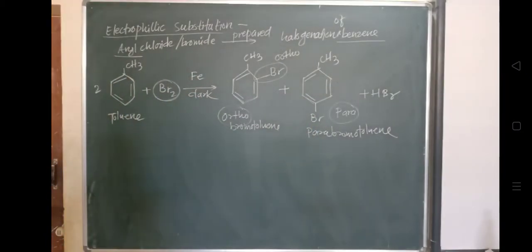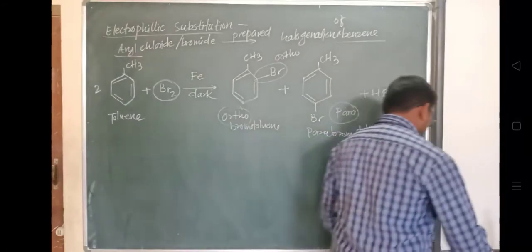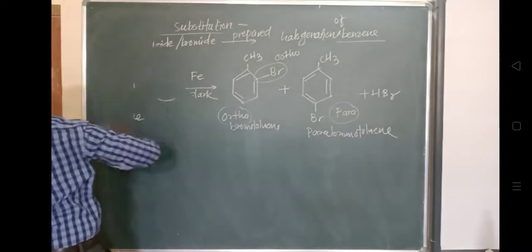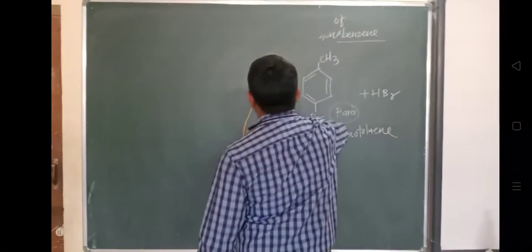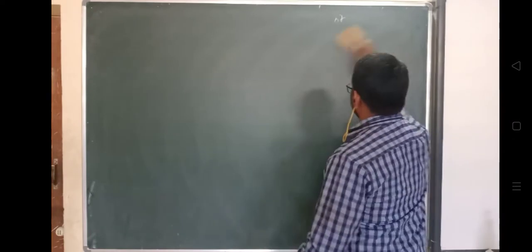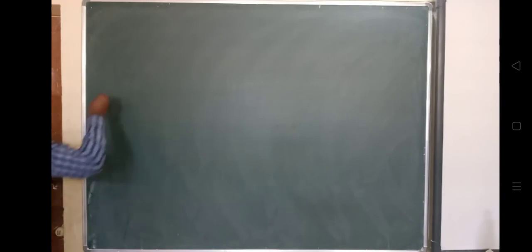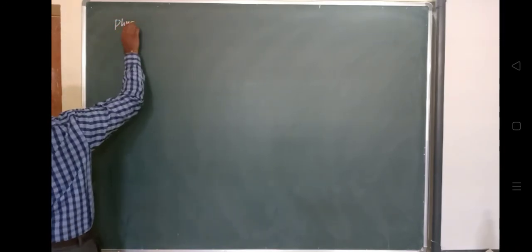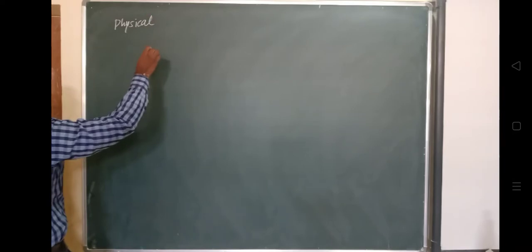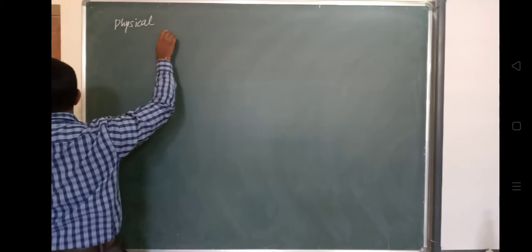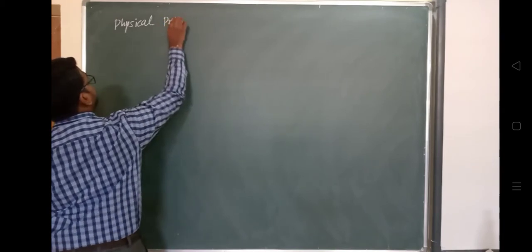Now we'll see the physical properties of these halogen derivatives. There are certain different physical properties shown by different organic compounds, the halogen derivatives. We will focus on physical properties.